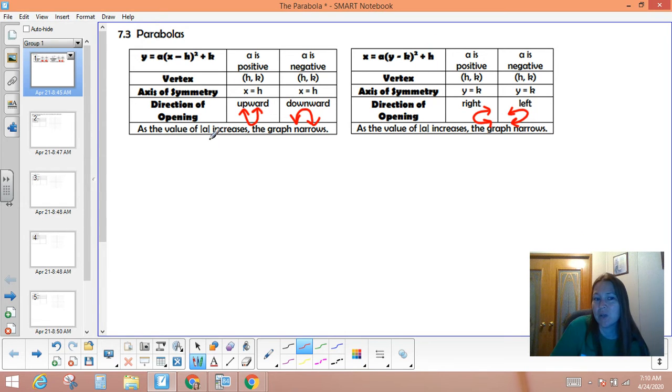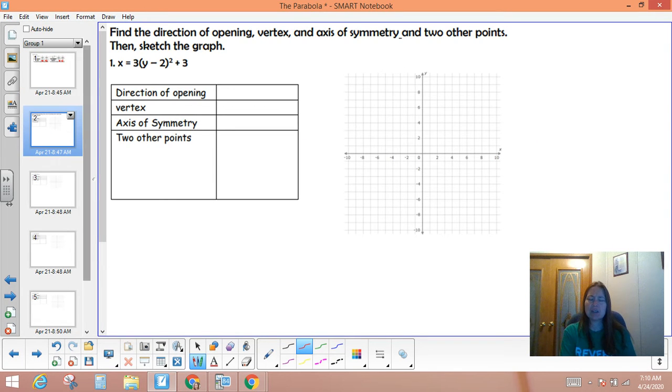All right, and then you know that as a gets bigger, your graph gets more narrow, and as it gets smaller, your graph gets wider. Smaller as in like a fraction, a fraction less than 1.